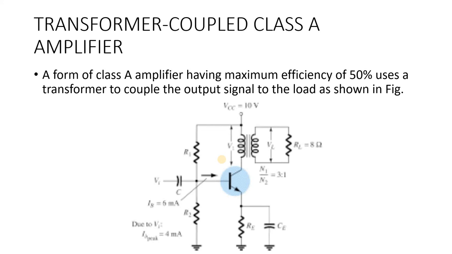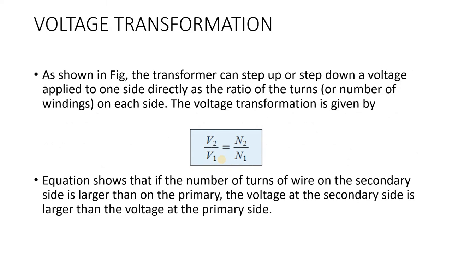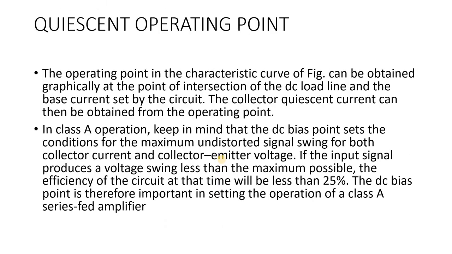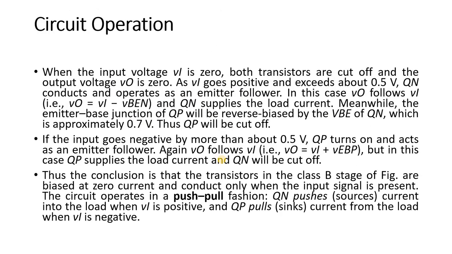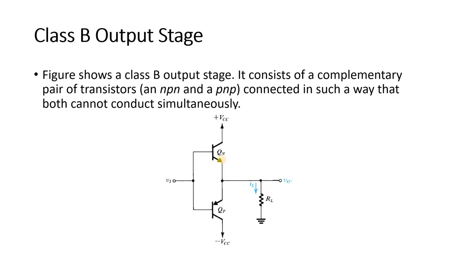So this is called the transformer coupled class A amplifier. For this we'll be getting efficiency up to 50%. Next is class B, the class B output stage amplifier.